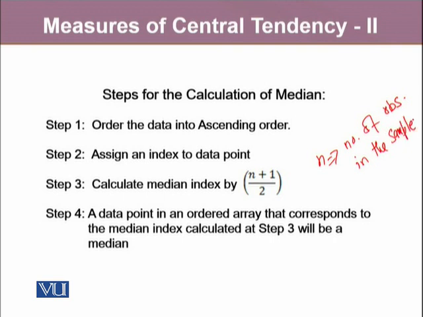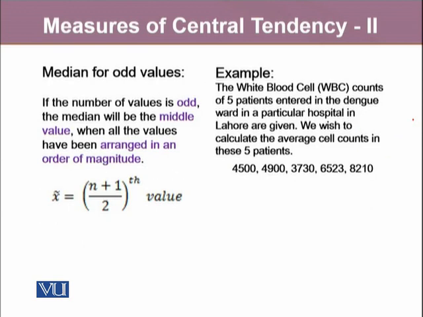A data point in an ordered array that corresponds to the median index calculated at step 3 will be the median value. Median for odd values is obtained by arranging the data and calculating the (n plus 1) by 2th value. Here you will be able to find a unique value that goes right in the middle, which is not the case with the even data size.